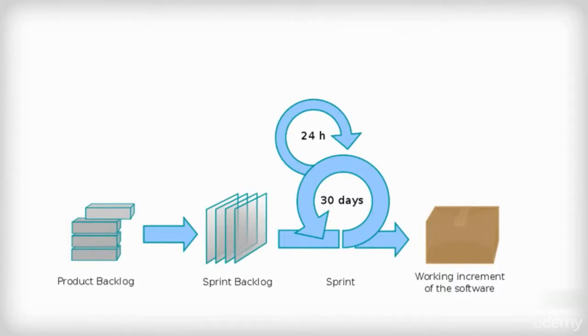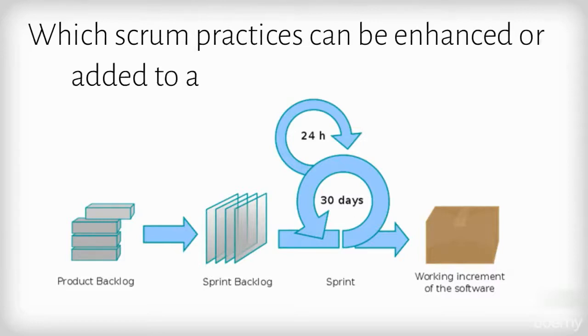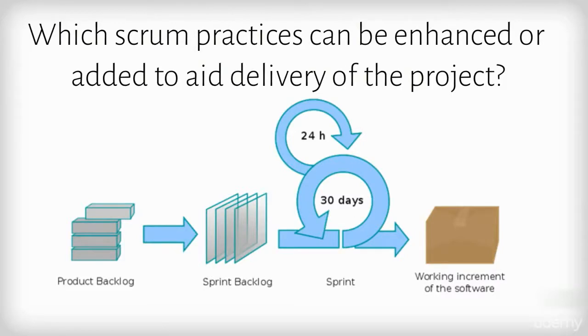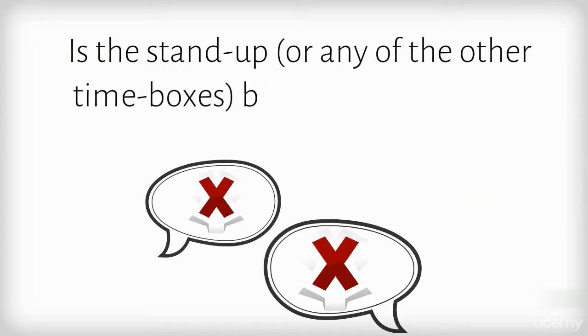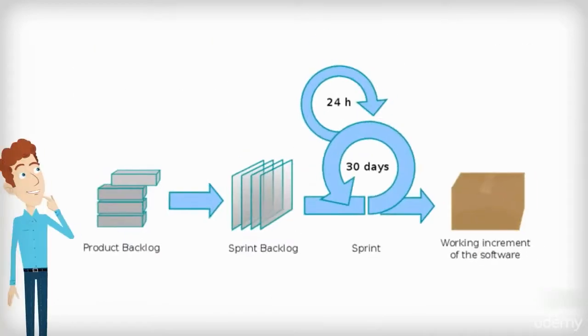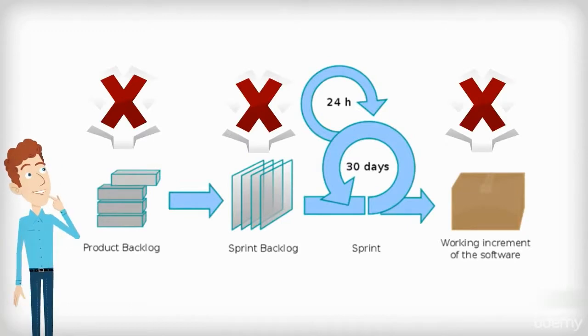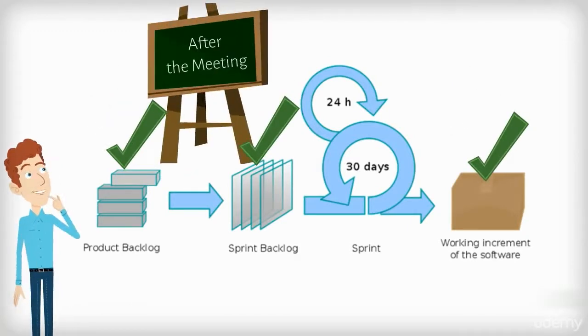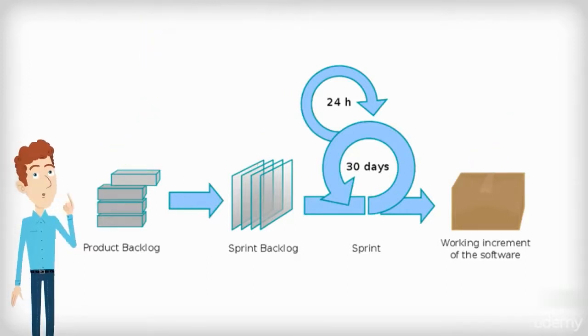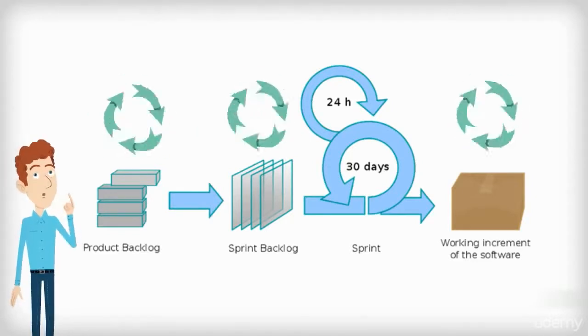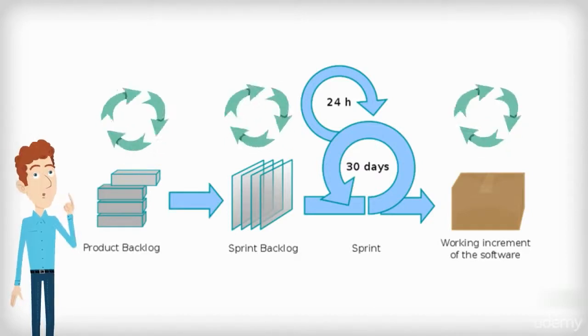The common way to set about solving this is to ask, which Scrum practices can be enhanced or added to aid delivery of the project? For example, if the problem is communication, ask, is the stand-up or any other time box being run effectively? I recommend making sure that any issues raised at the daily Scrum are dealt with in some way directly after the meeting. Do not get me wrong, this does not mean that you can solve the issue on the spot, but you can at least start the process of solving it and make sure it is not forgotten.